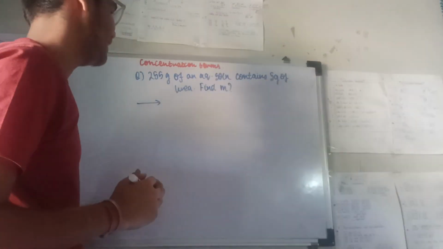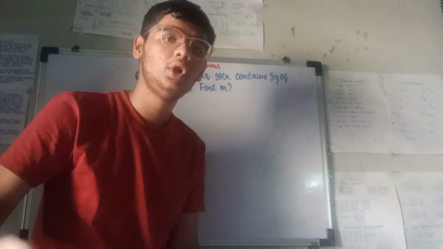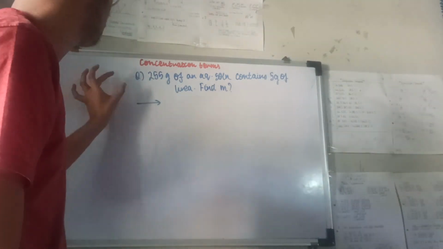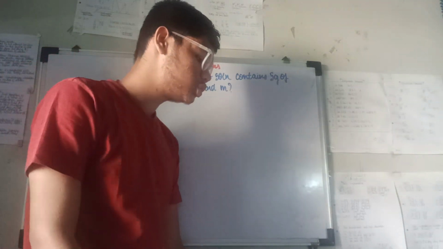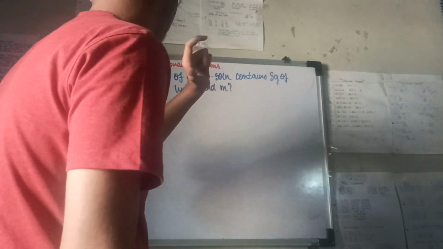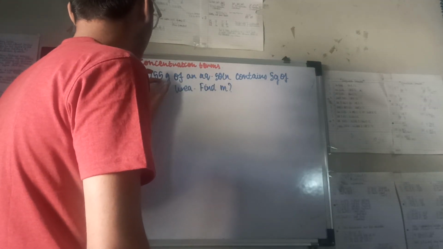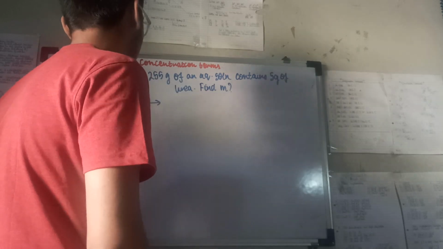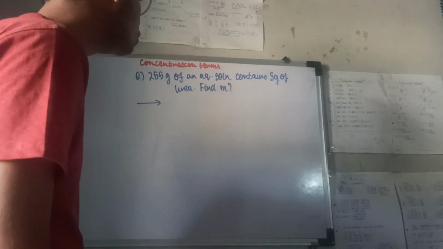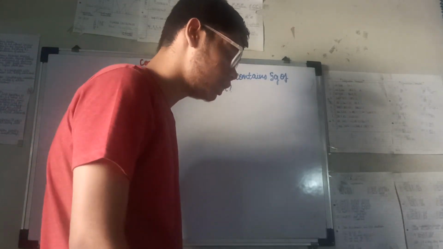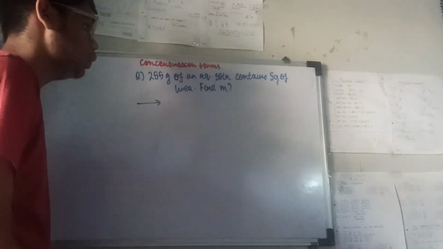So let's analyze, and you have to pause the video and give the answer in the comment of question number 2. So mass of urea is 5 gram, and 255 grams of an aqueous solution contains it. Okay, now what can we do here?